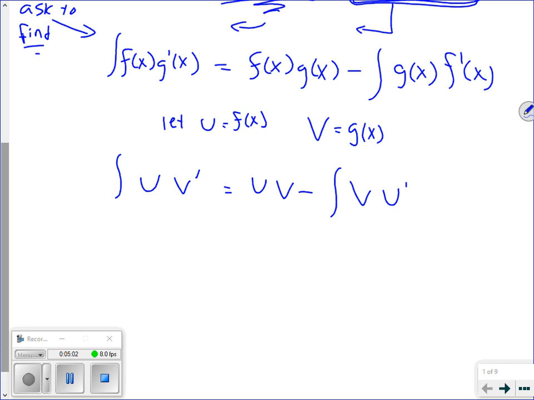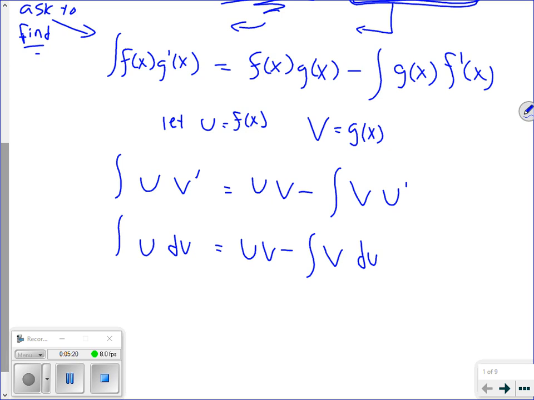Now, instead of saying v prime and u prime, I'm going to say the integral of u dv. That's the same thing as saying dv is equal to uv minus the integral of v, and instead of u prime, I'm going to say du.